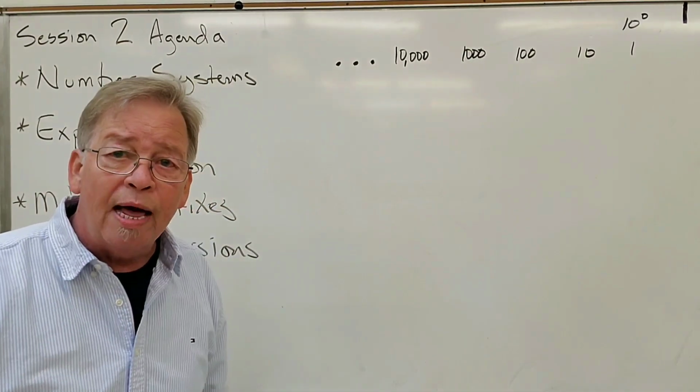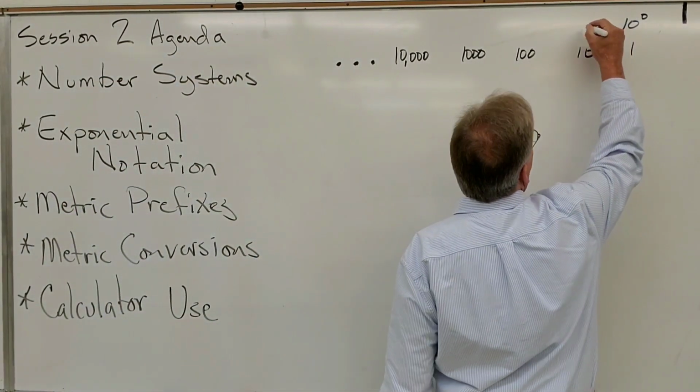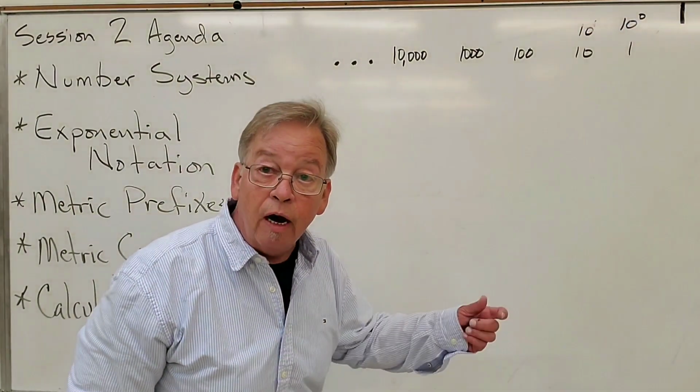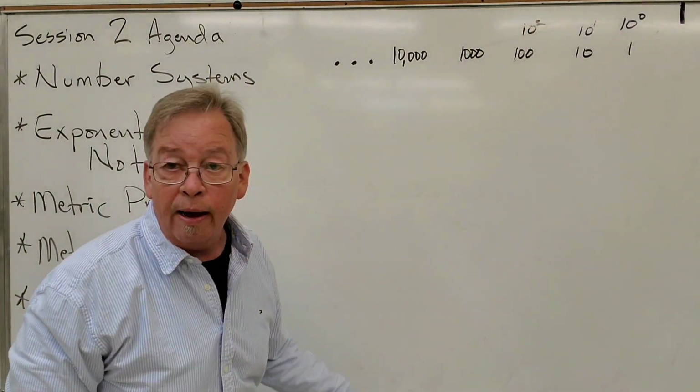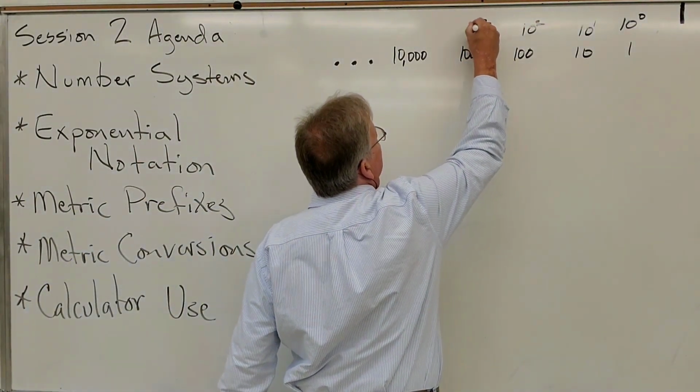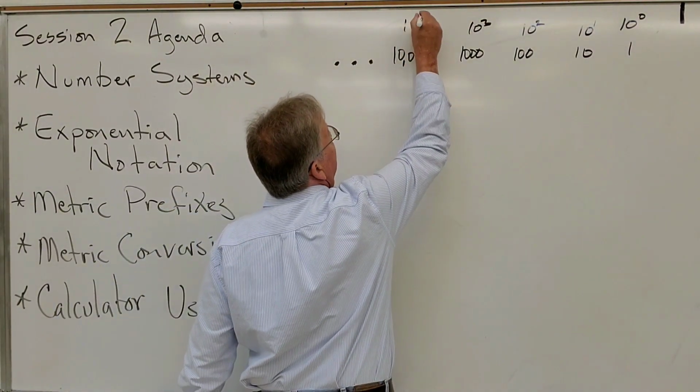And so how many times did I multiply 10 to get 10? Well, 1 time. So 10 would be seen as 10 to the first power. To get 100, 10 times 10, I multiplied 10 twice. 10 to the second power. How about 1,000? 10 to the third power, 10 to the fourth power.